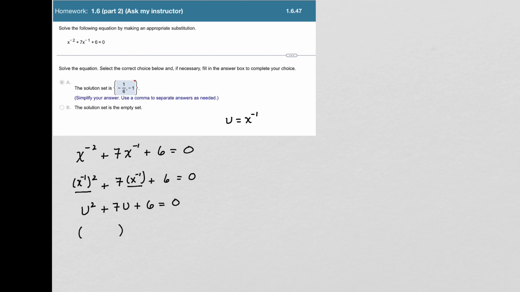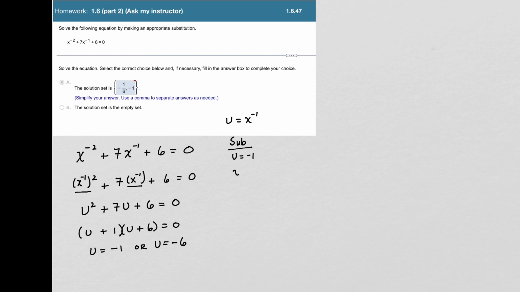And then I can go ahead and factor this because now it is quadratic. And let's see, we have 1 and 6, and these are both plus. So u equals negative 1, or u equals negative 6. Okay, so that is what u is equal to, but we wanted to solve for x. So now I'm going to substitute back in, and I'm going to start with u equals negative 1.